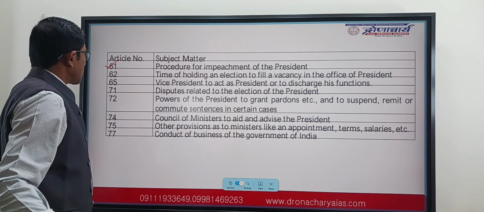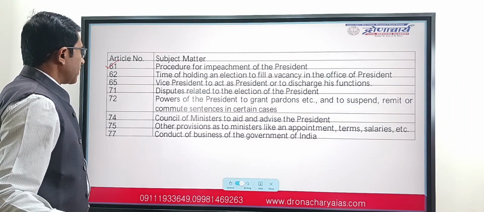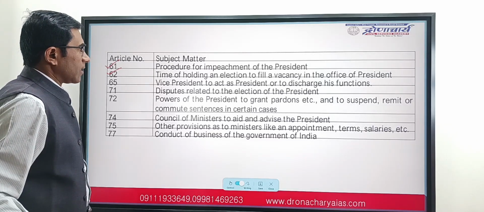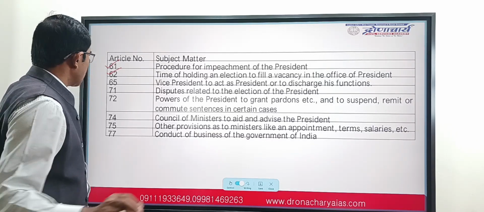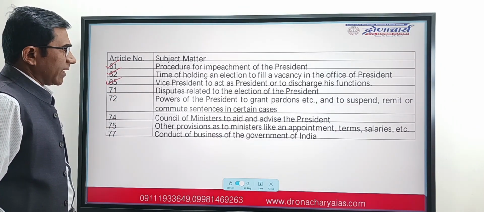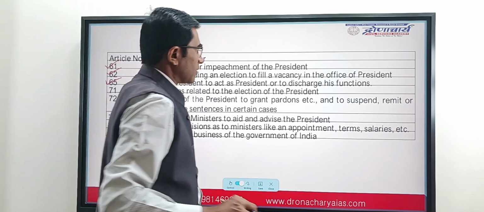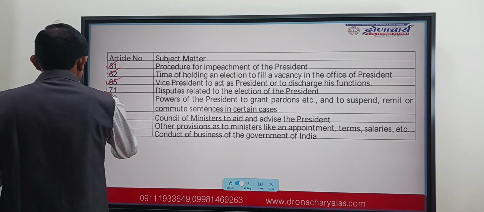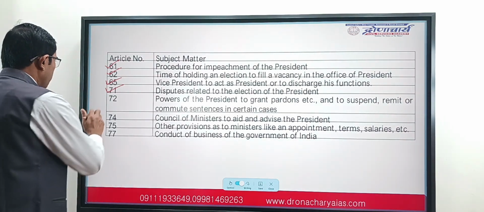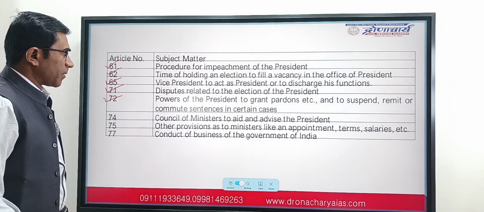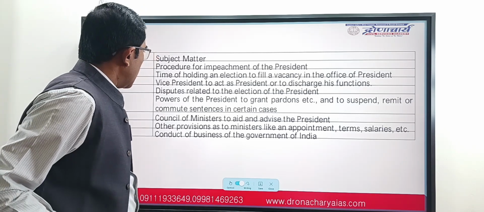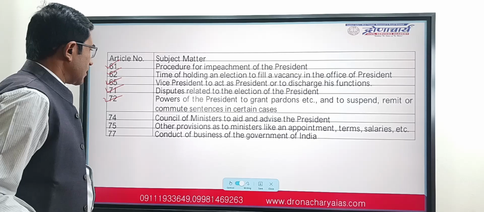Provision in Article 61 procedure for impeachment of the President, provision in Article 62 time of holding an election to fill a vacancy in the office of President, provision in Article 65 Vice President to act as a President or to discharge his functions. Provision in Article 71 disputes related to the election of the President, provision in Article 72 powers of the President to grant pardons, etc. and to suspend, remit or commute sentences in certain cases.